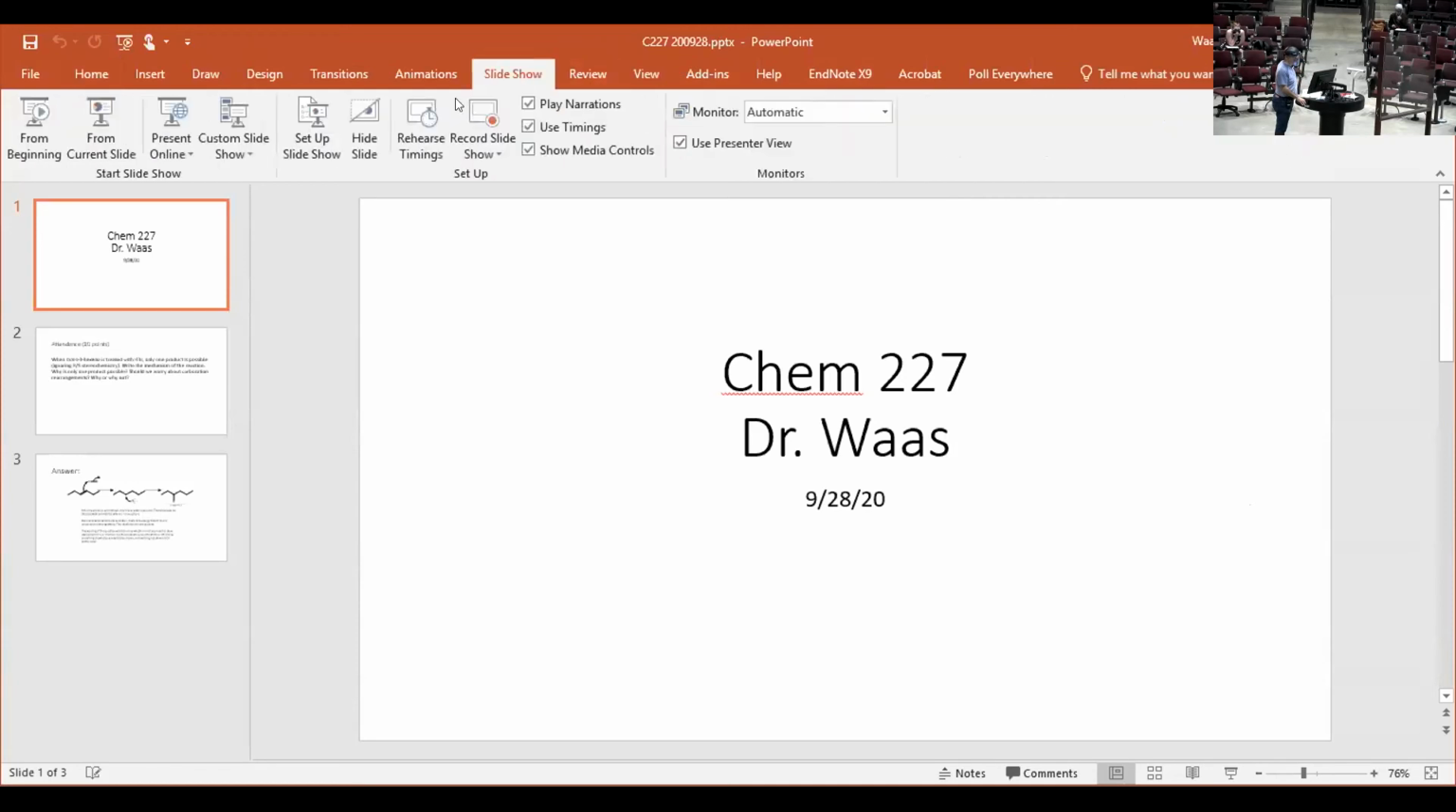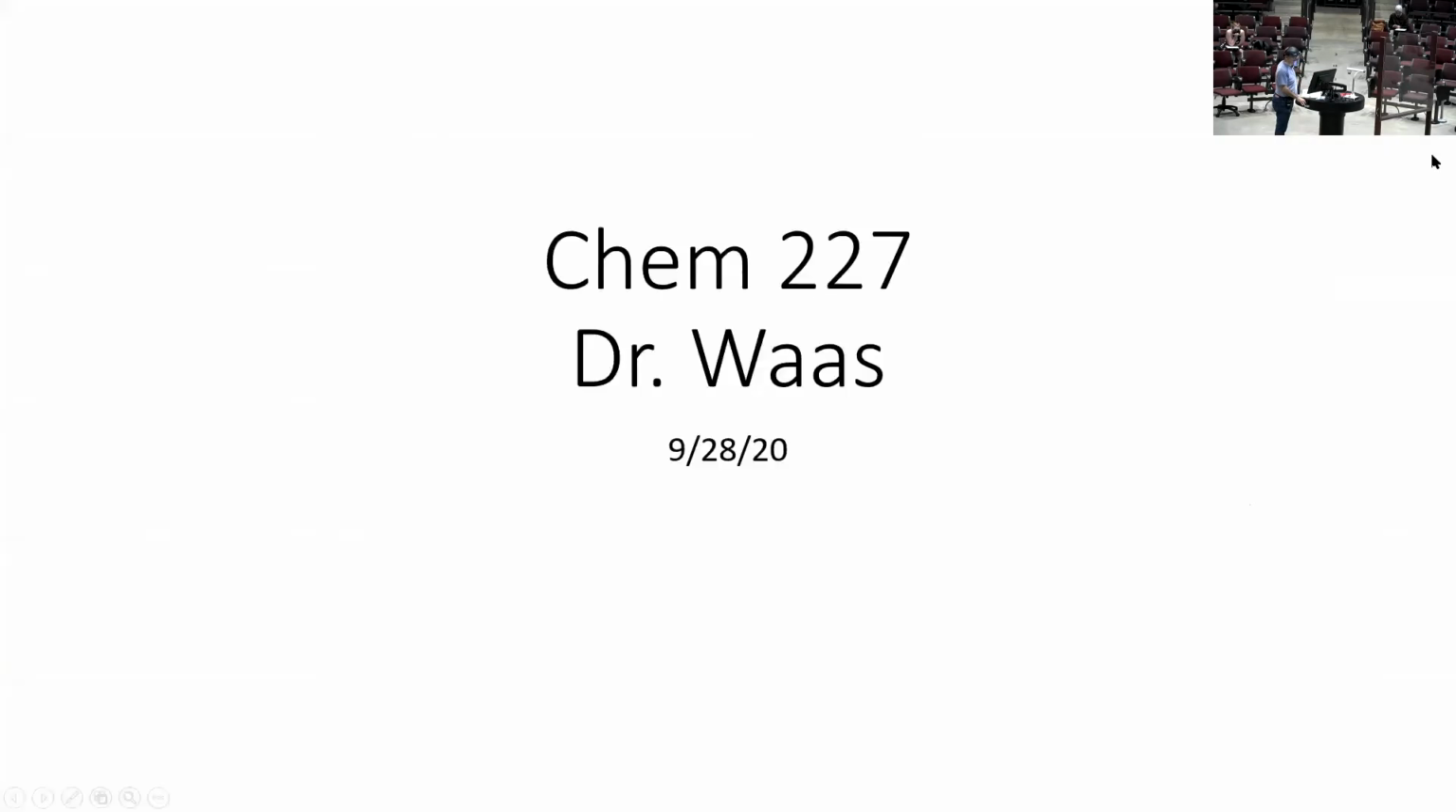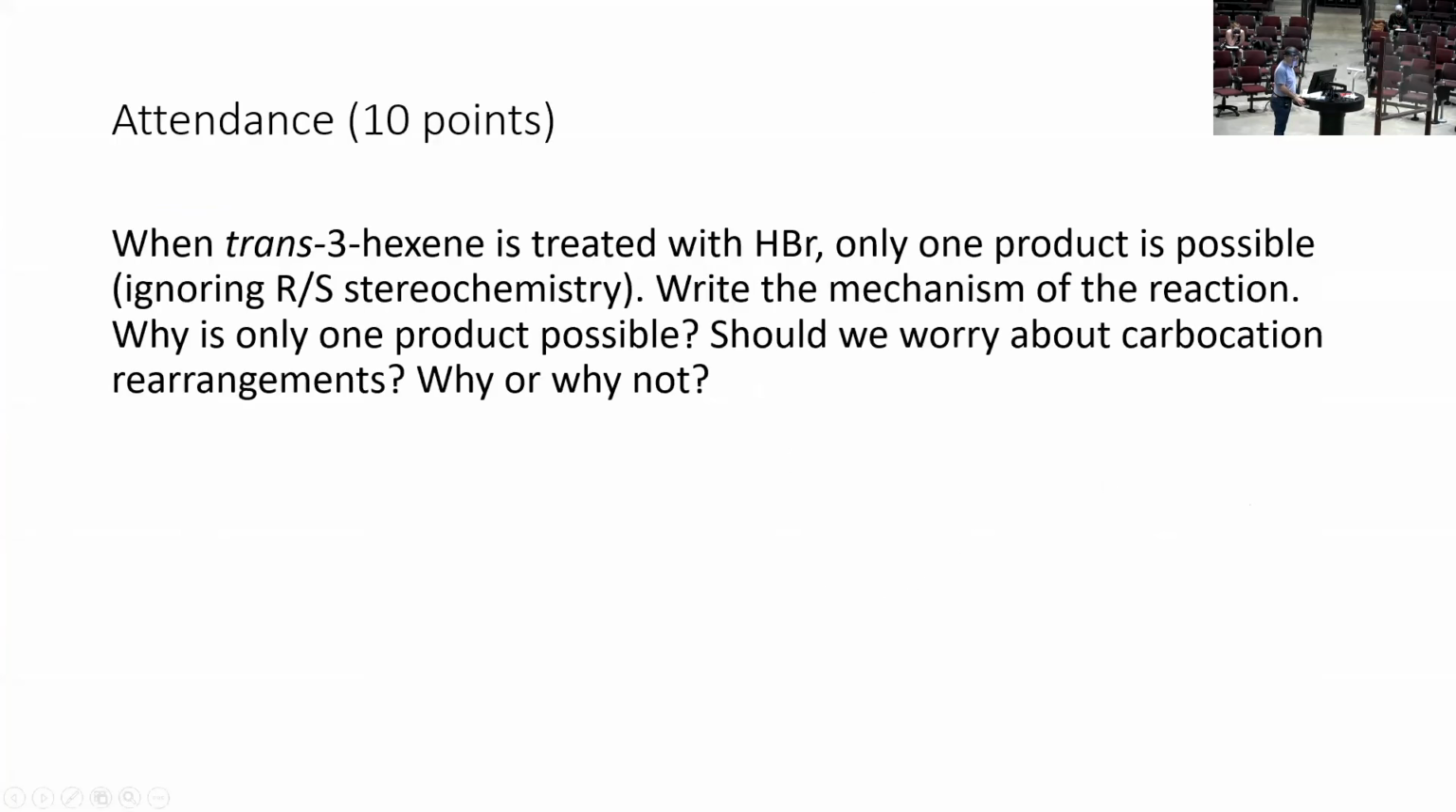But I have a little exercise for you guys that I think is timely, will get us into the next topic, and even refers ahead to some of the material from Wednesday. So your mission, should you choose to accept it, which by being in this class, you have tacitly chosen to accept it. When trans 3-hexene is treated with HBr, only one product is possible, ignoring stereochemistry. So don't worry about R and S. Write the mechanism of the reaction. And then I think already you ought to be able to answer the question, why is only one product possible?